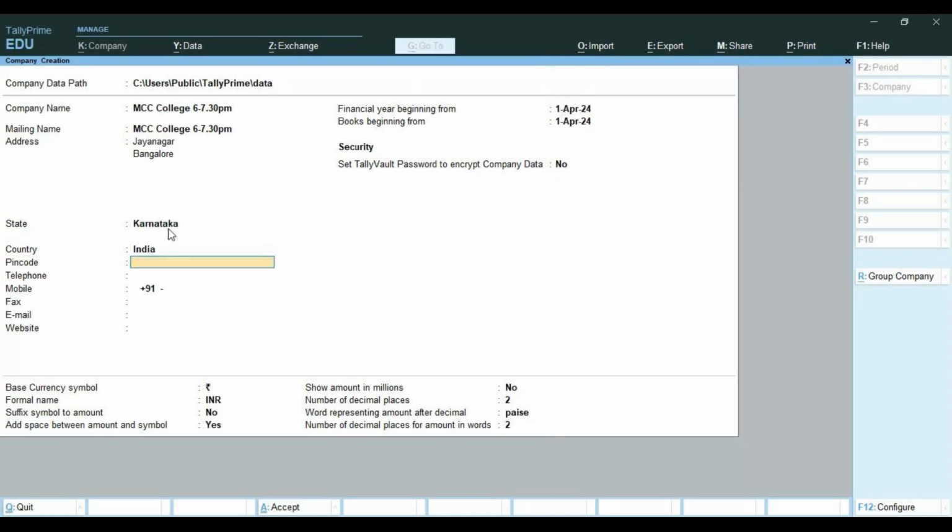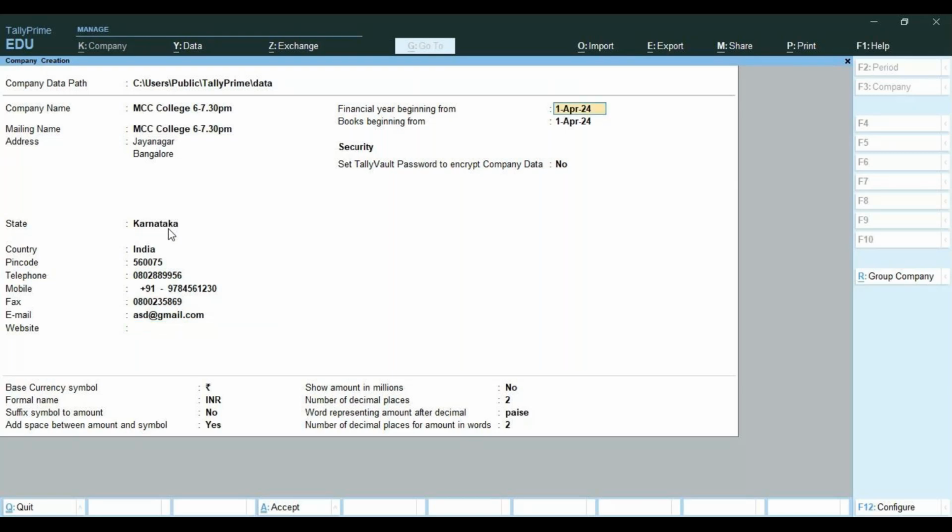Country is India, pin code you just give, telephone number, mobile number, fax number, email ID, website you want to give if you have a website.